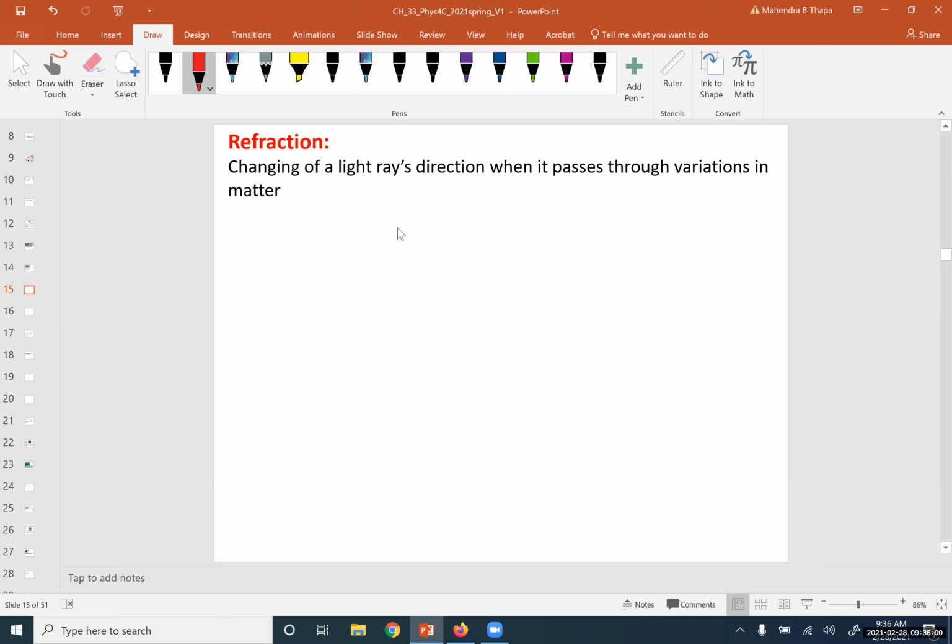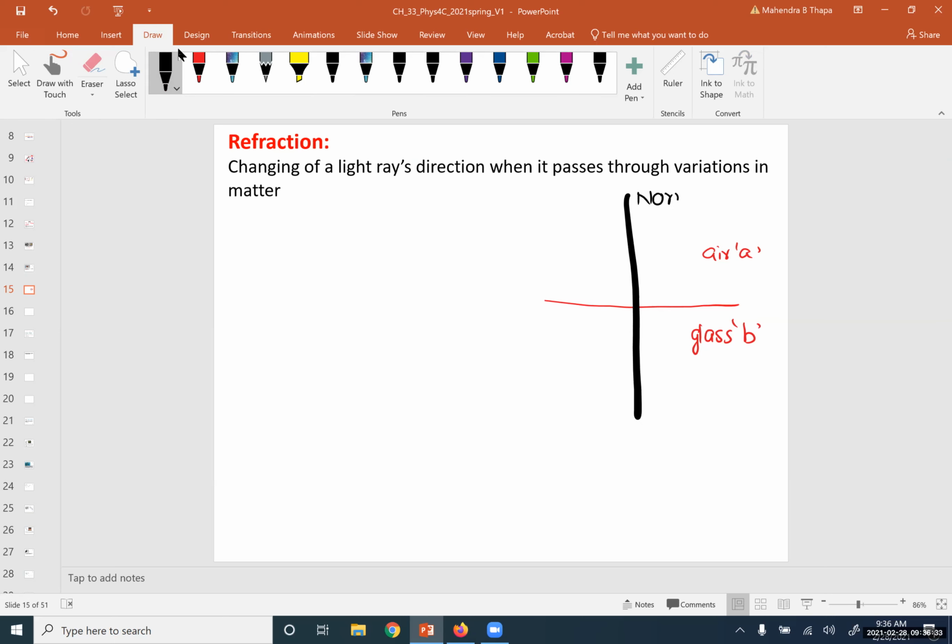Okay, next come to the point of refraction. In refraction, light will travel from one medium to another medium, means light gets bent. So for example, say this is the interface. Say we have medium A, this is air, and the other medium we have is glass, say this medium is B. Okay, and say this is the perpendicular line, the normal line.